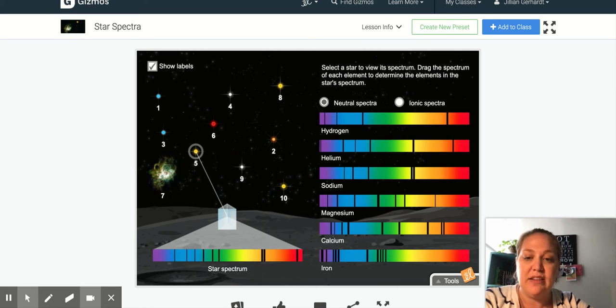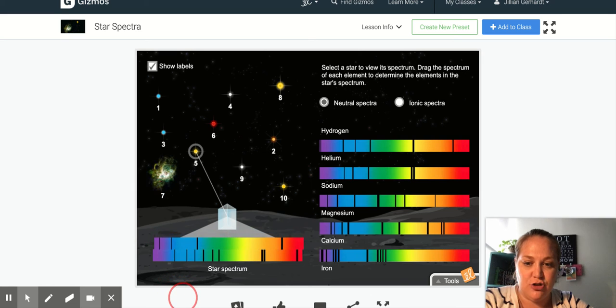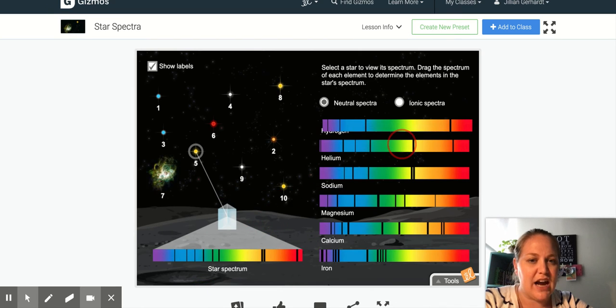So I can complete that, I know that this is a yellow star in color. And let's see if we can figure out which elements are in its spectrum. We're going to start with neutral, and we'll drag down hydrogen. Let's see. Now I'm inclined to say that that's not a match. However, if I slide everything to the right, it is a match. So I think that hydrogen is a part of that star.